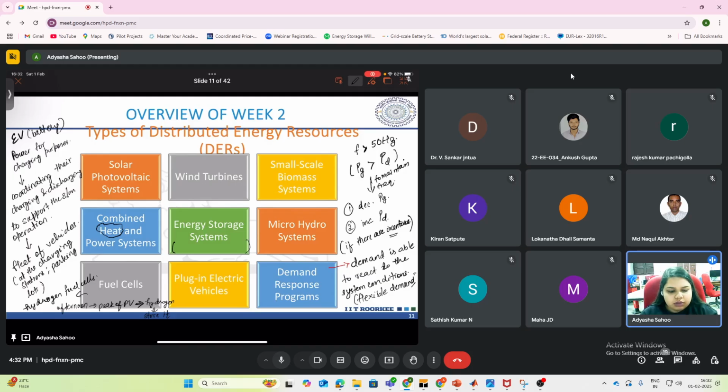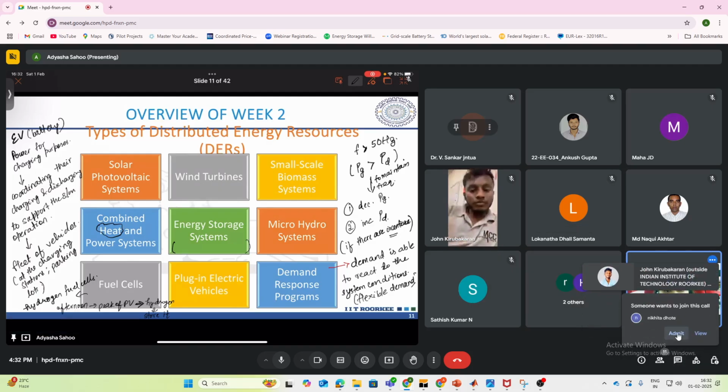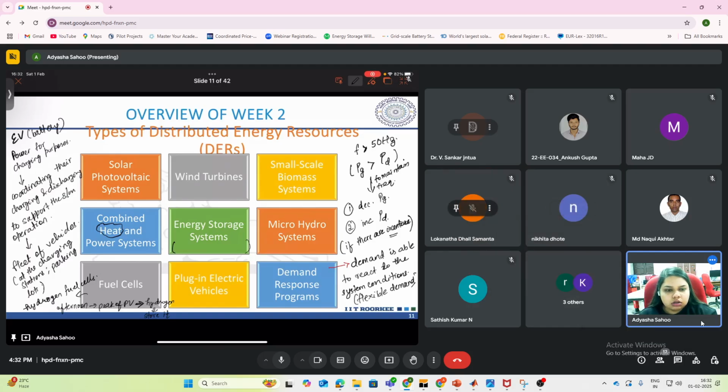Then small scale biomass systems, where the energy from biomass is converted to electrical energy. Then wind and solar. So this we will discuss in the next slides in detail.